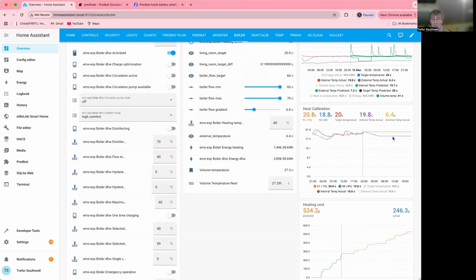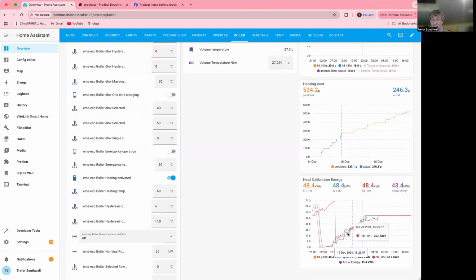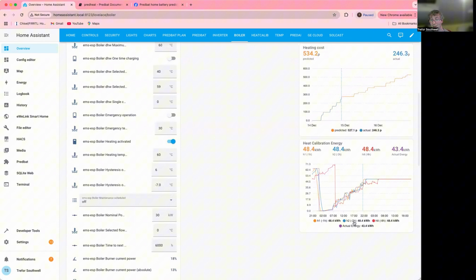And so that's it really. And then obviously this heating energy calibration is also the predicted energy over the next few hours versus what the actual energy was. You can see it's relatively lined up. It's a bit messy. Unfortunately, this graph gets reset at midnight, so you get these weird jumps down. So that's why they look a bit funny. But ignoring that, it seems to be working.